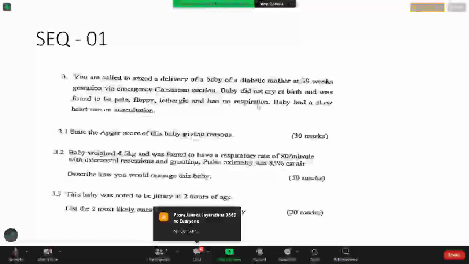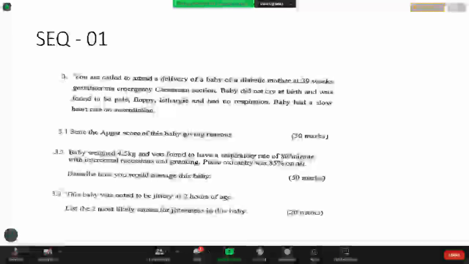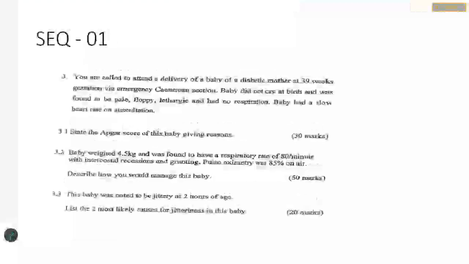So this is, I will explain one question. The second question is the same as this one. Just go and have a look at it, because I think the time is already 7:30, so we can finish on time.